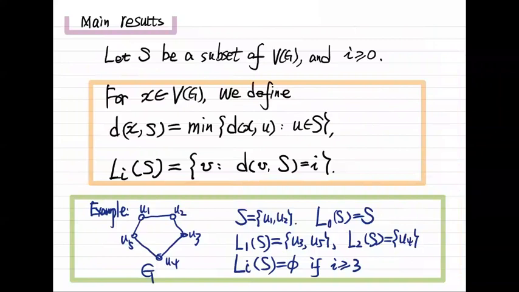Our main results. We still need some notations. We use S to denote a subset of vertices. For i, an integer greater than or equal to zero, we define the distance between x and S to be the minimum among all distances of x and vertices of S, and define the level L_i of S to consist of the vertices that have distance exactly i to S.